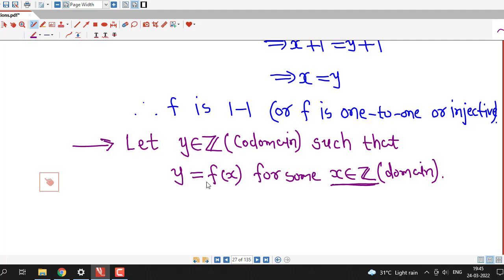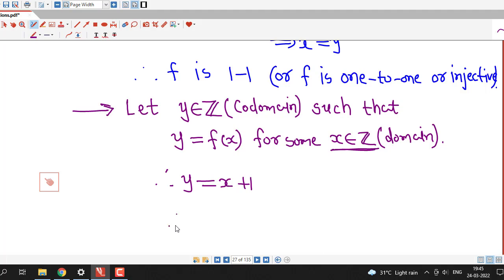So now y equal to f(x), and f(x) is given by x plus 1, and we are interested in the value of x. So from this we obtain that x equal to y minus 1. So this x must be in the domain which is set of integers. Now y is considered from the codomain. y is an element of codomain which is set of integers. Therefore y is an integer, and if y is an integer, then y minus 1 is also an integer. So we can say that x equal to y minus 1 is in the domain.